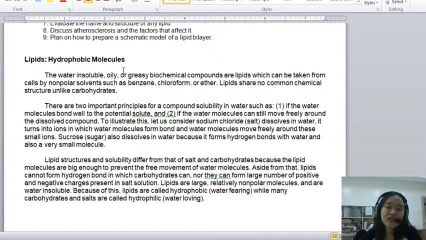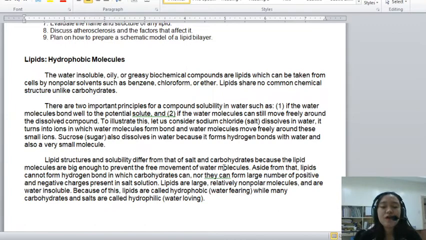So, our lipids, they are non-polar. Therefore, they will not be dissolved by your polar water solvent. Okay, so lipid structure and solubility differ from that of the salt, sodium chloride, and carbohydrates like sucrose, because the lipid molecules are big enough to prevent the free movement of water molecules. As we said, lipids do not have a general formula, unlike carbohydrates. Meaning, lipids come in different sizes.